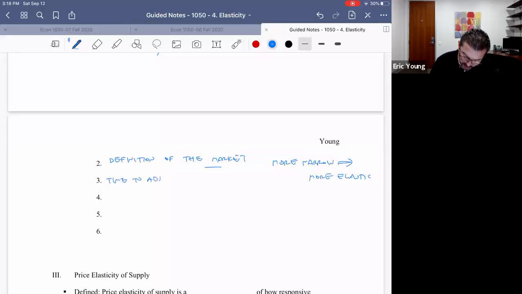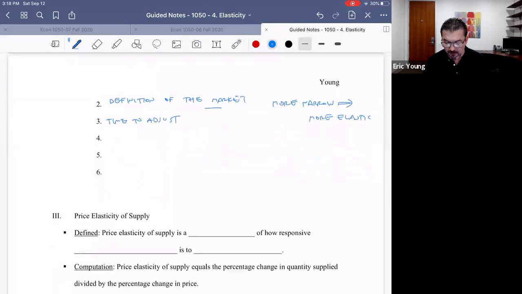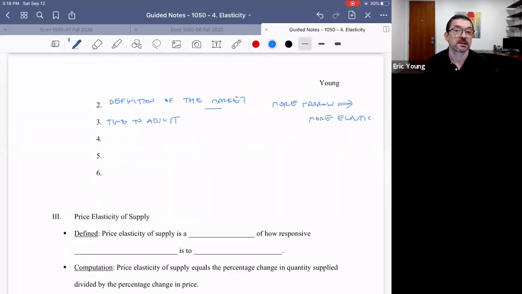The third category, the third determinant, the third criteria, is the amount of time that you have to adjust. Since the more time you have, the more substitutes you can find, we believe that longer time frames lead to more elastic demands. Shorter time frames lead to more inelastic demands.